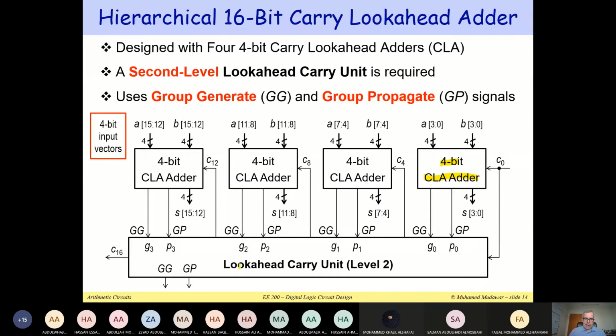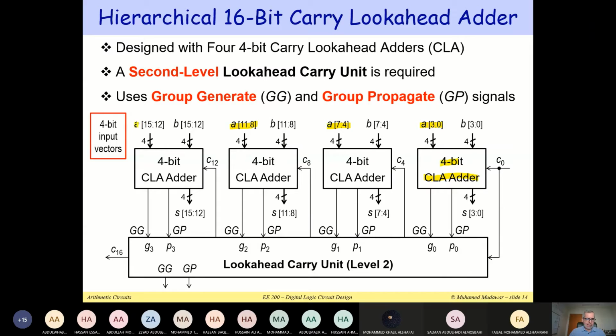And I can have a level 2 here, which is used across all of these. Notice how I'm breaking down the inputs. So I have here A3 down to 0, and here A7 down to 4. These are called bit vectors. They exist in Verilog. I don't know if you have seen them in the lab. So these are bit vectors.